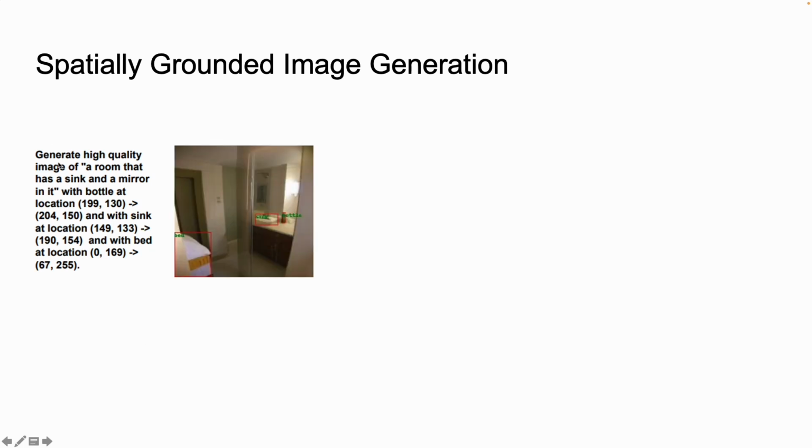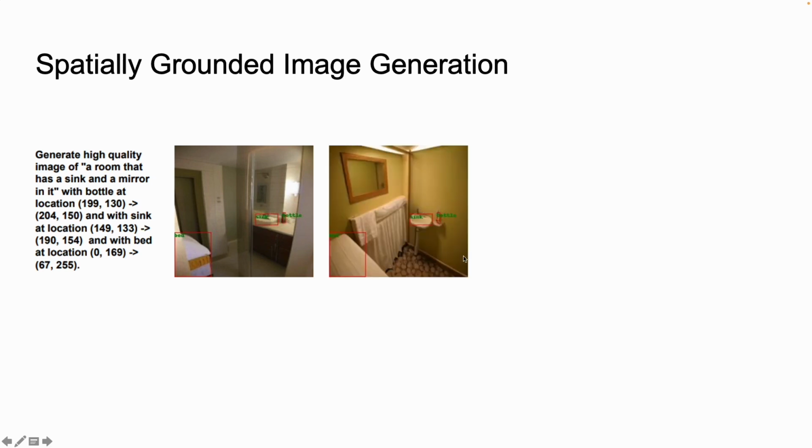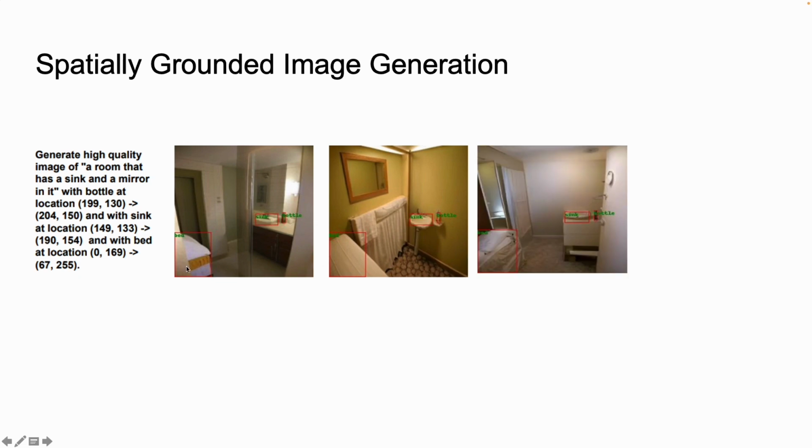Now, text grounded image generation. Here we give the model a text prompt and ask it to put the specific objects in a specific location. As you can see, these bounding boxes are the bottle, sink, bear, etc. And the model is able to deliver it as per the expectation, that is the dedicated locations that we ask it to do.